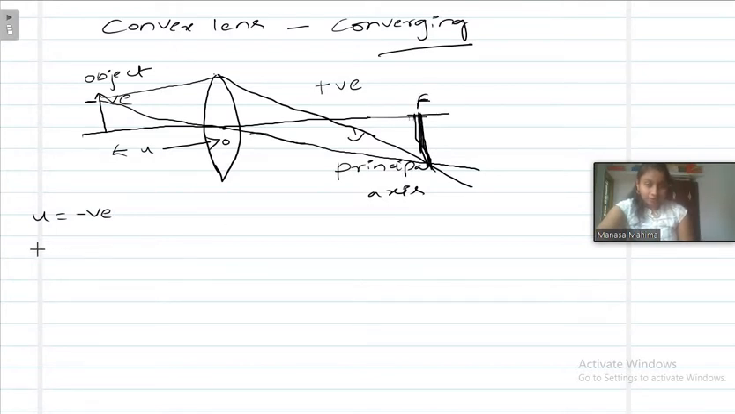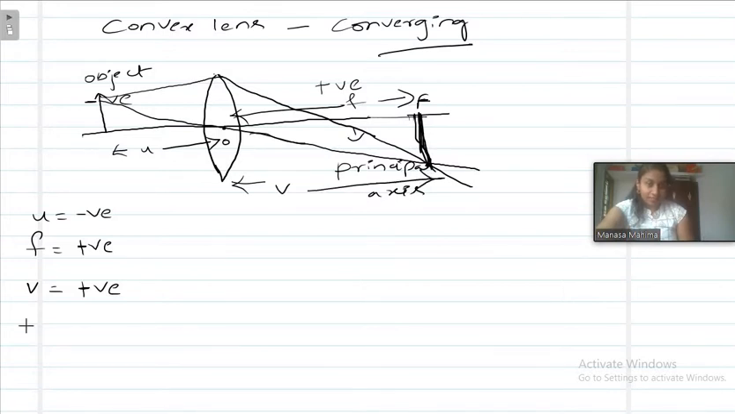That means the focal length, whatever focal length we measure from the optic center in the case of a convex lens, we have to take that to be positive. Since we are measuring the focal length towards the right side, the focal length is said to be positive in the case of a convex lens. And what about v? v is also taken to be positive because the image that is formed here is measured from the optic center towards the right side. So the image distance is also taken to be positive in the case of the convex lens.